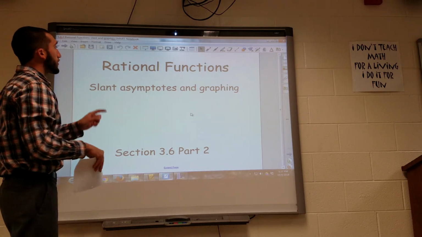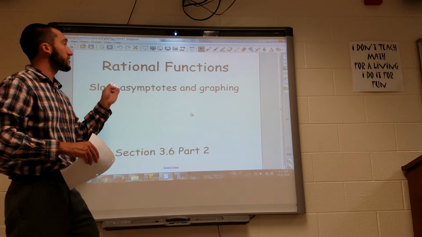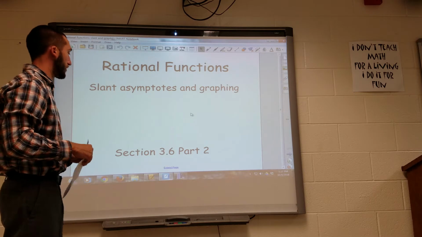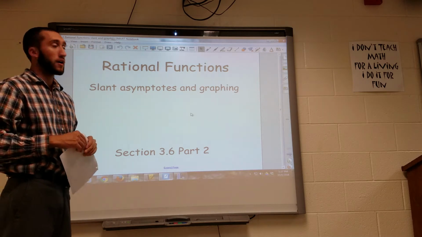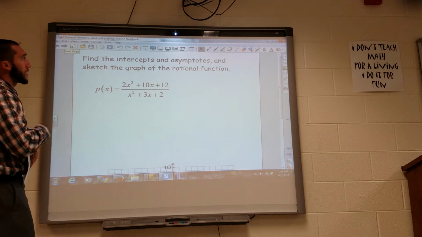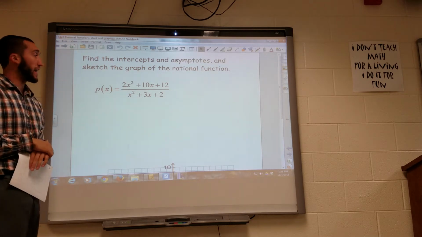Hello everyone, today we're talking about rational functions, specifically slant asymptotes, and we're going to go all the way into graphing these rational functions. So, the second part of 3.6. This example here, they want us to find the intercepts and asymptotes and then sketch the graph.